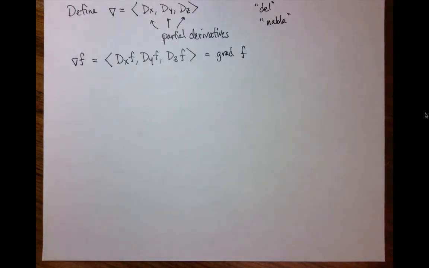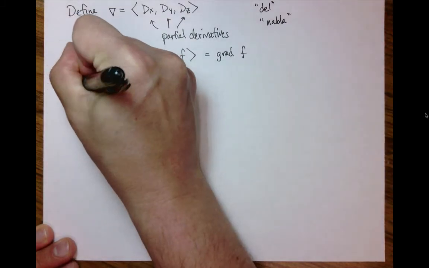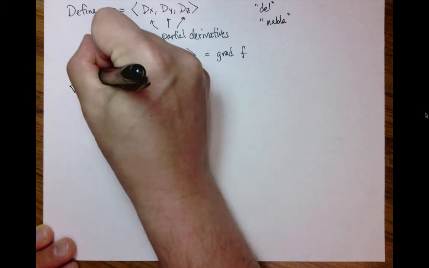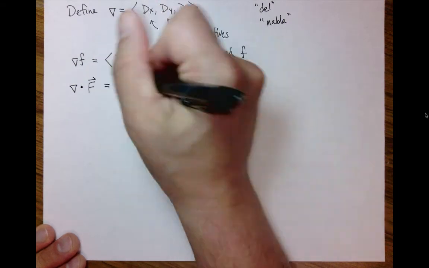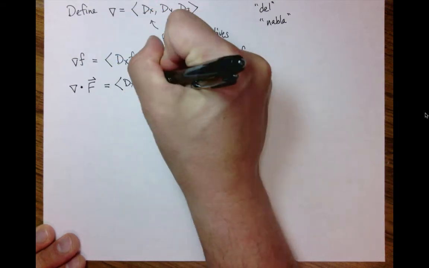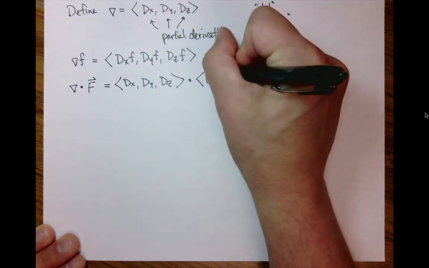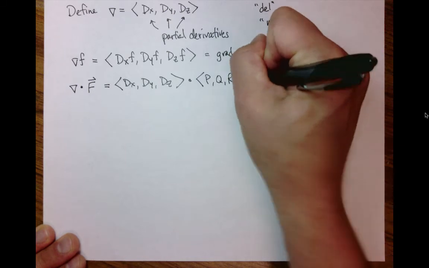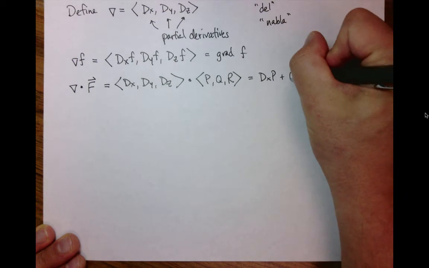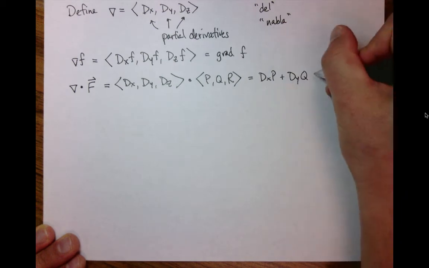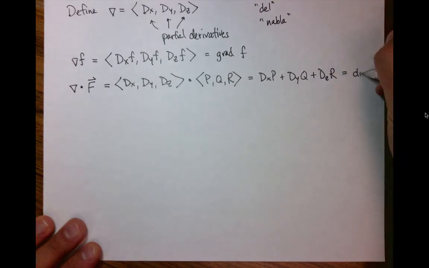So remember we had two kinds of derivatives of vector fields. We also had two ways to take vector products. So if we look at del dot F, the dot product between the del vector and the F vector, well, that's the x derivative of P plus the y derivative of Q plus the z derivative of R, and that is the divergence.